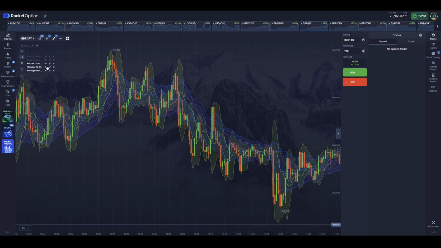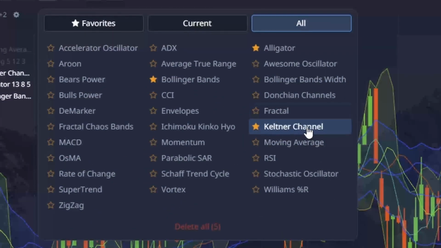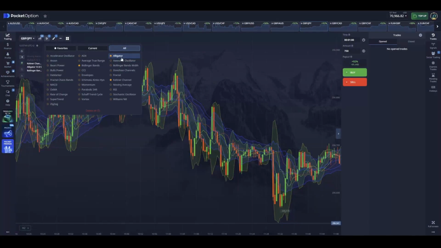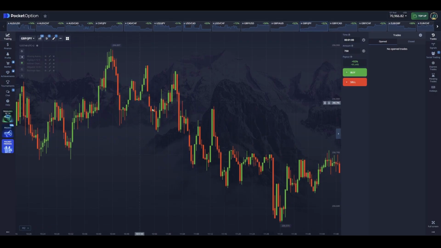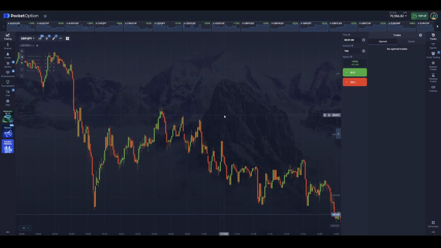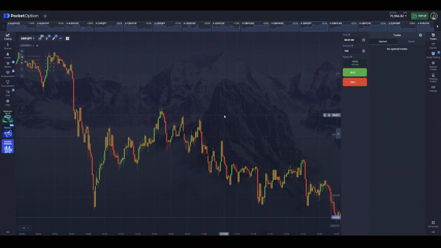These three indicators, which you can see right now, are the Keltner channels, Bollinger Bands, and the alligator. Now, let's move on to the most interesting ones. Fully independent indicators that will help us open complete trades. But they will be quite complex, and you'll need to configure them.